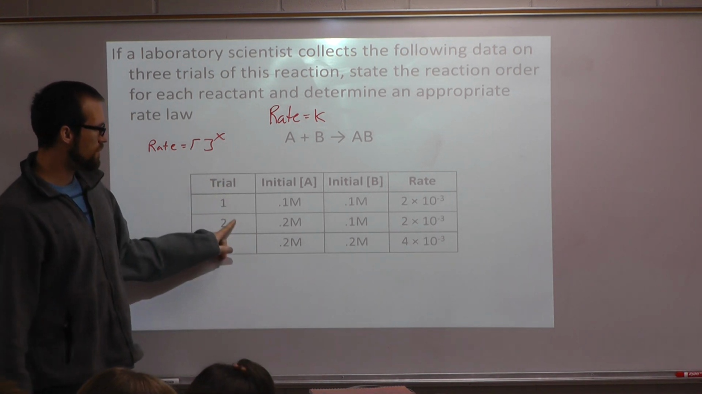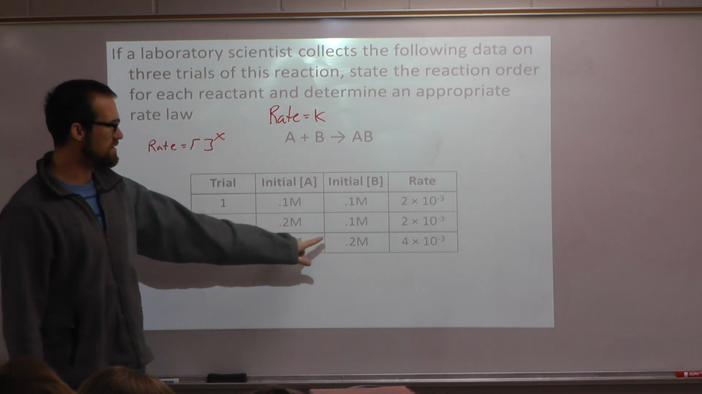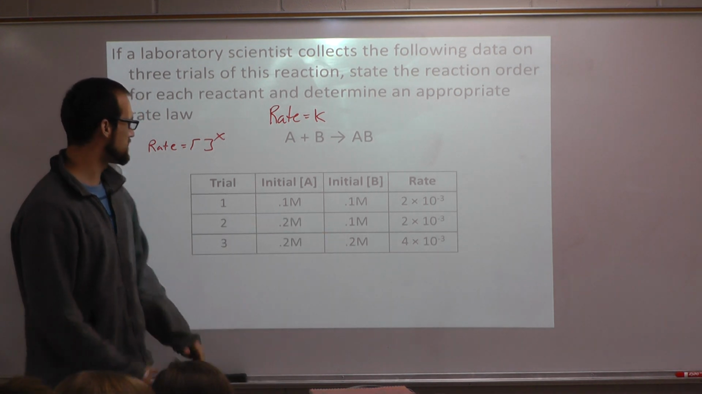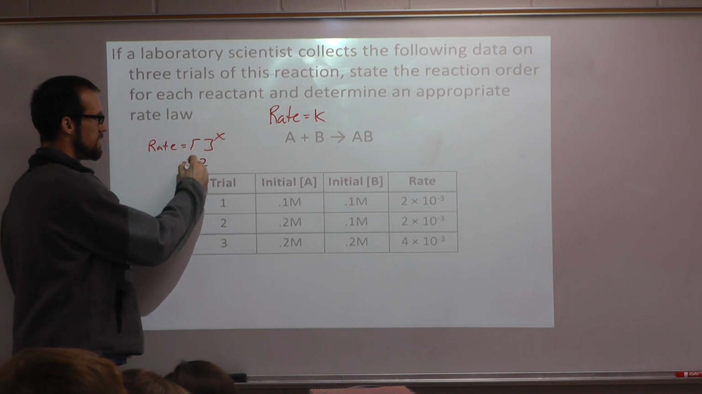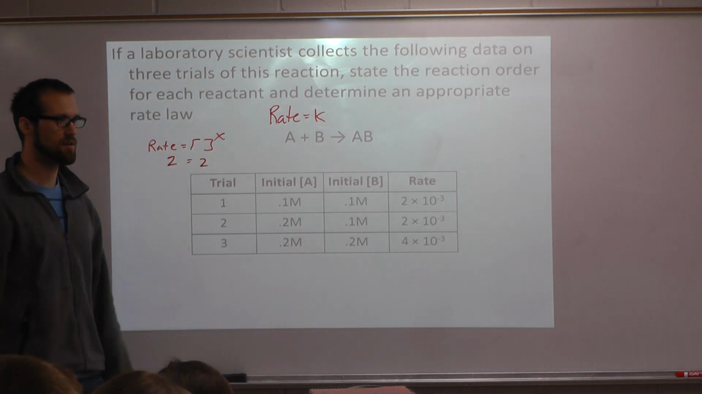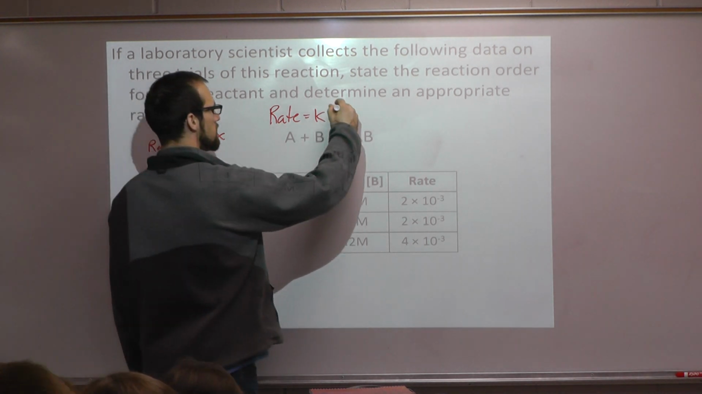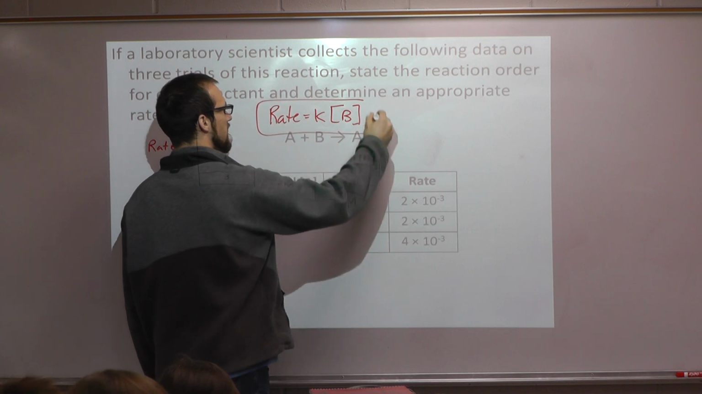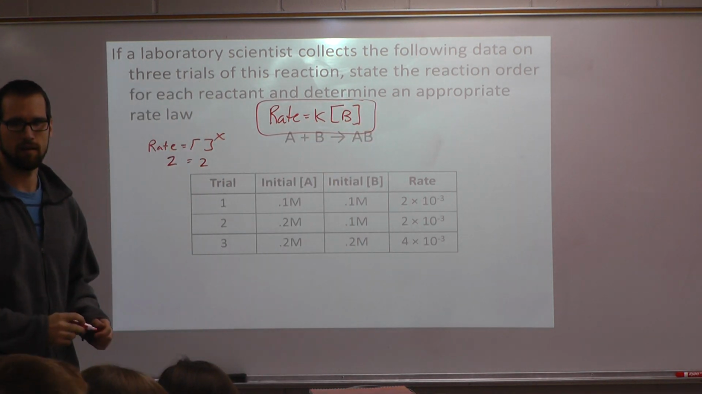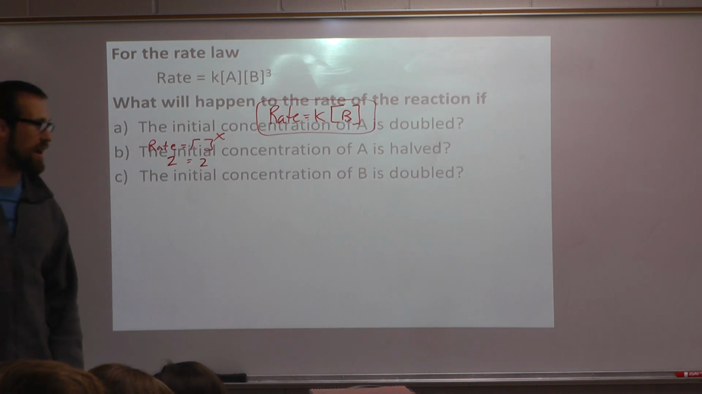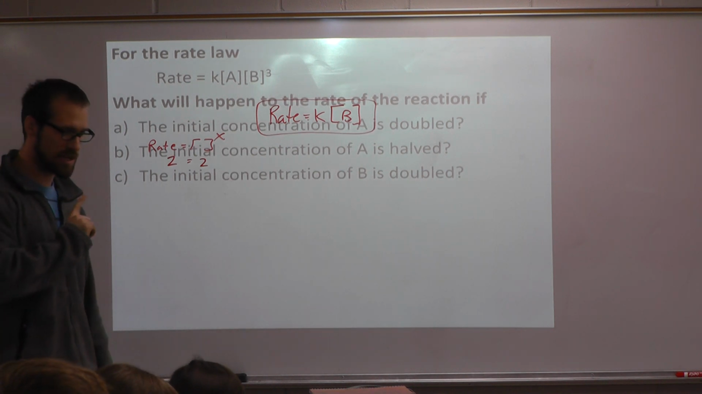We're trying to keep A constant to find what happens to B. It doubles, and then the rate doubles. So what's the rate order? One. Is it starting to come to you? A little bit. This is where I want to spend some time talking about this.